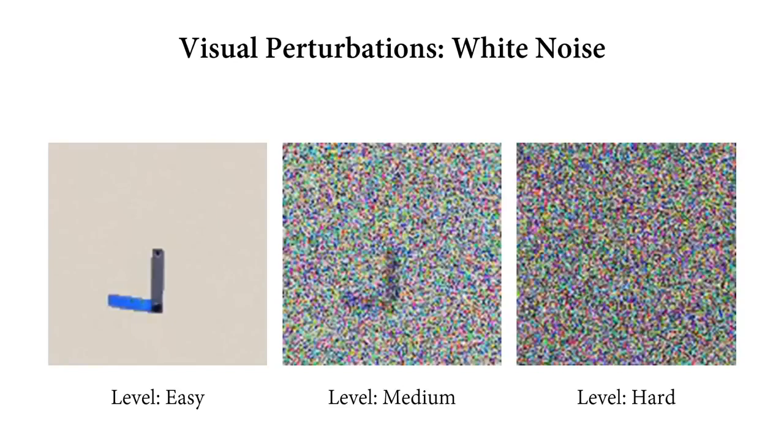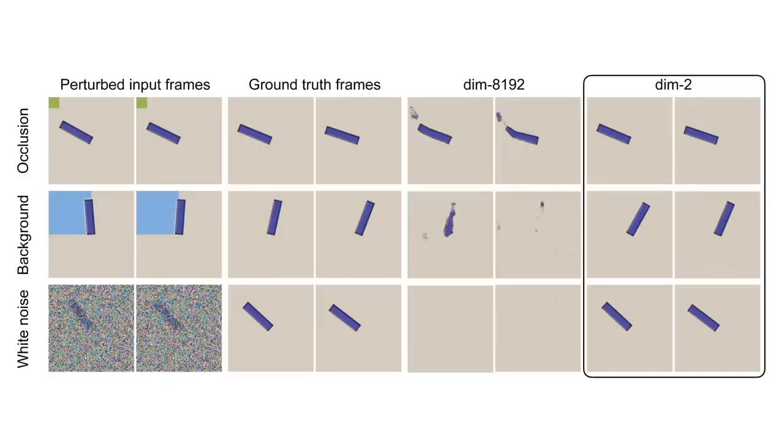Third, white noise aims to simulate possible sensor noises by adding random Gaussian noises on the frames with zero mean and different levels of standard deviations. The quantitative results clearly demonstrate the strong robustness of models on the neural state variable space across all levels of perturbations.